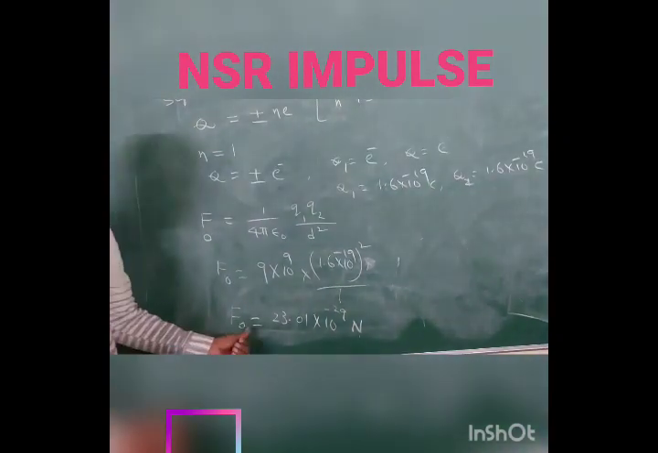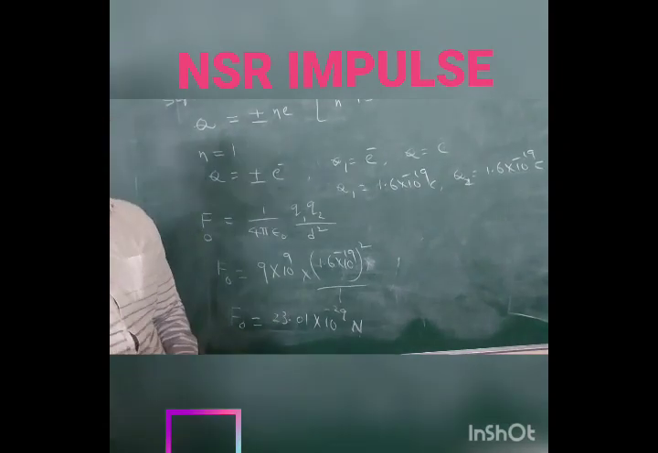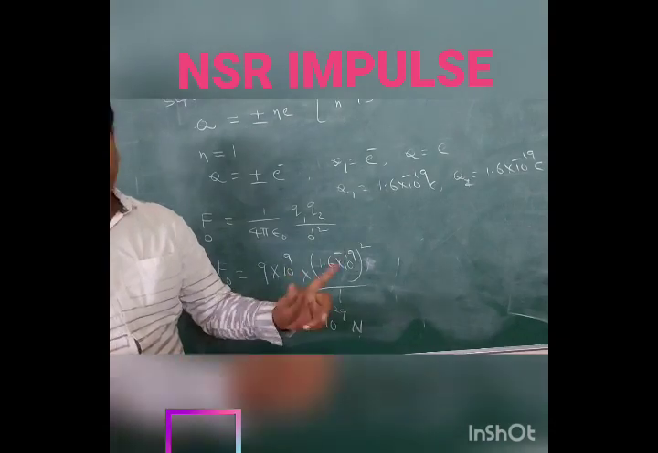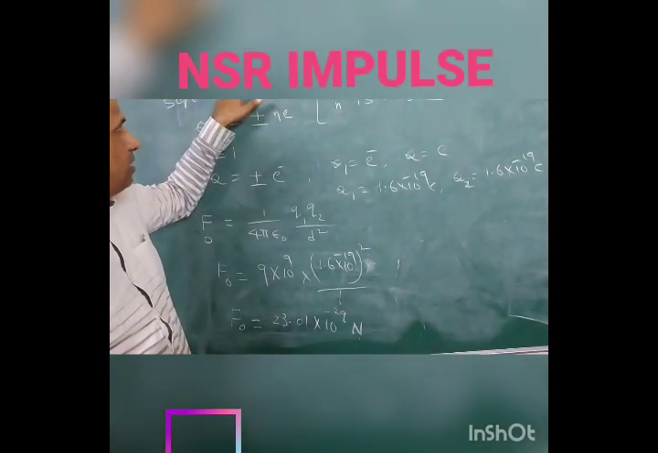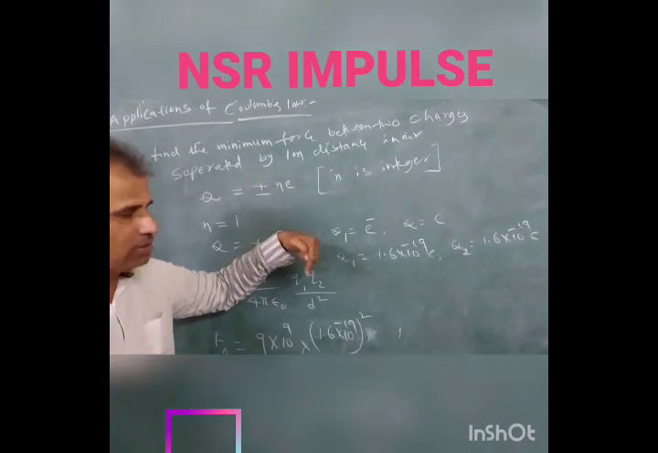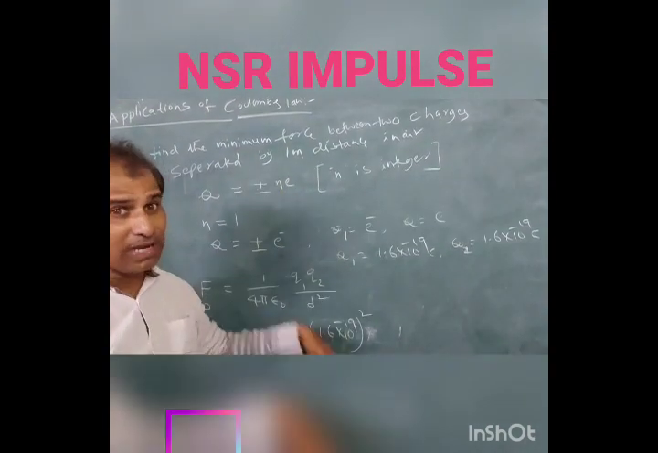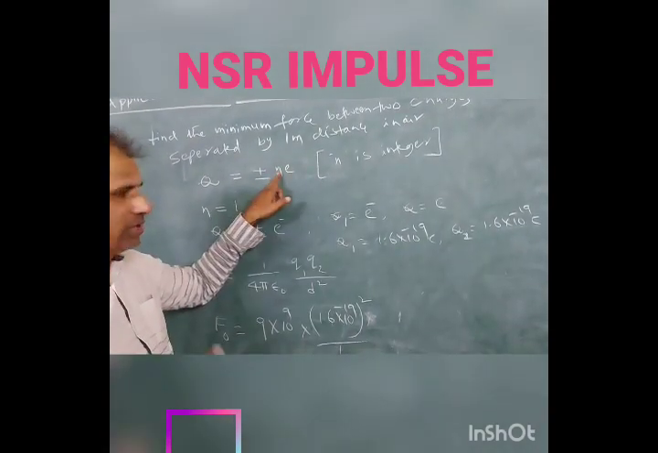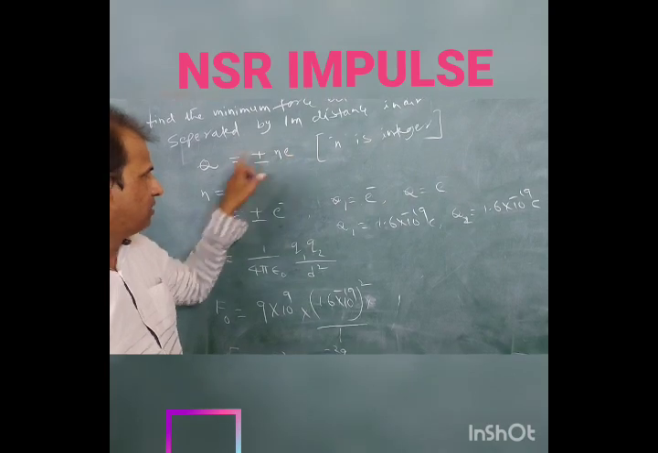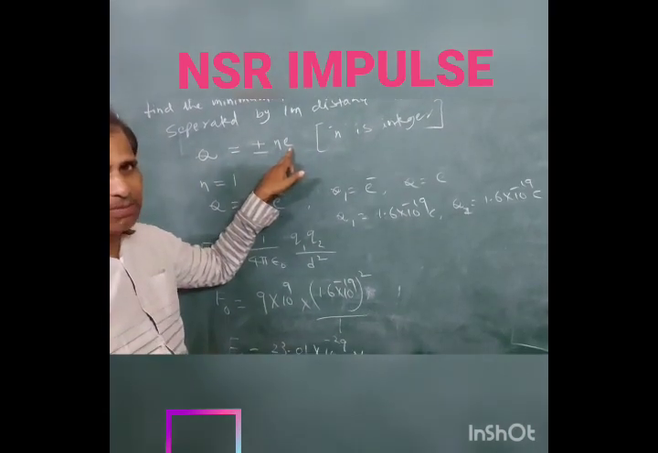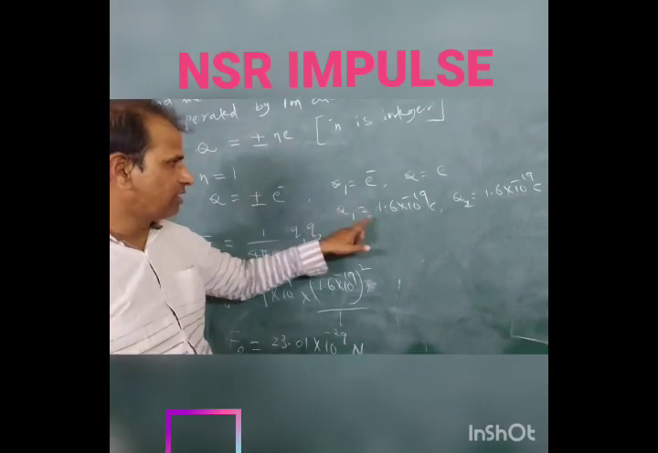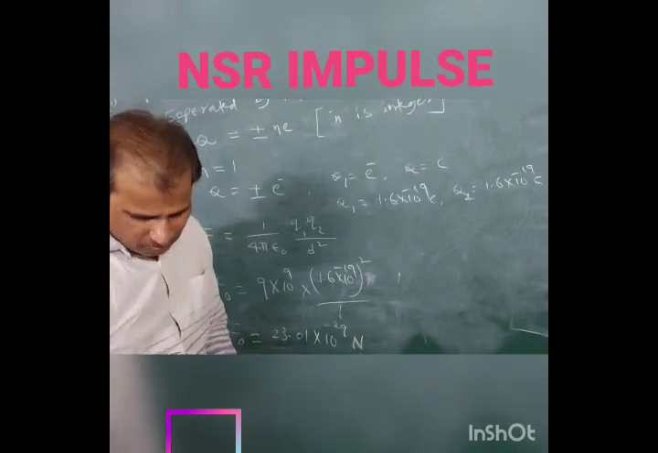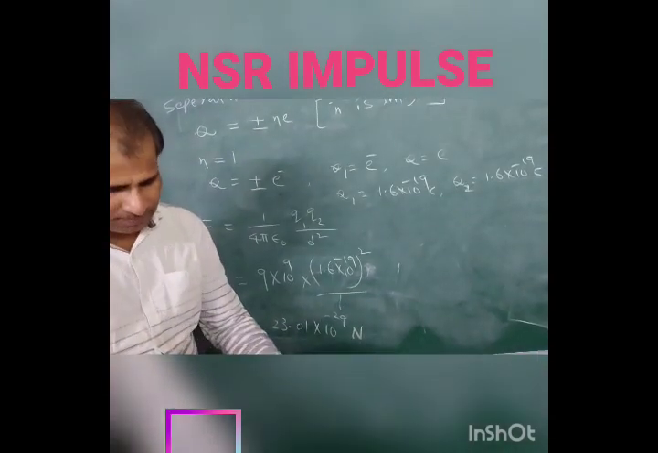This is the force between the two charges when they are either two electrons, or two protons, or one electron and one proton. Remember once again, force becomes minimum when the charge magnitude is minimum. This charge must be minimum, and minimum charge means n should take 1 only. So 1 into e means Q is equal to e, where e is the charge of the electron, 1.6 into 10 power minus 19 coulomb. That is the important point to be remembered here.